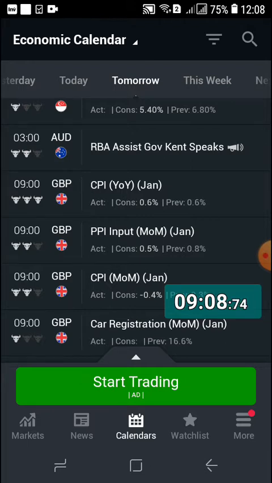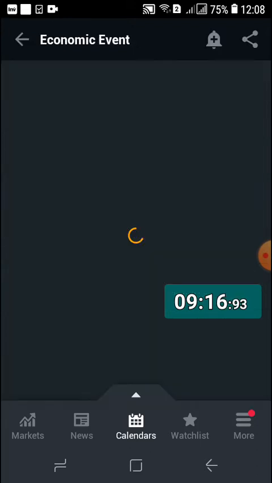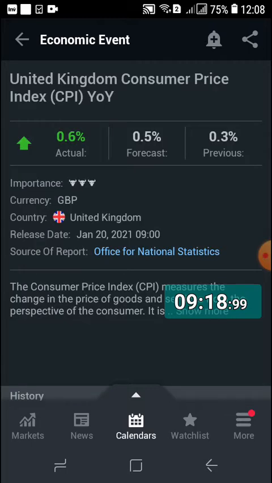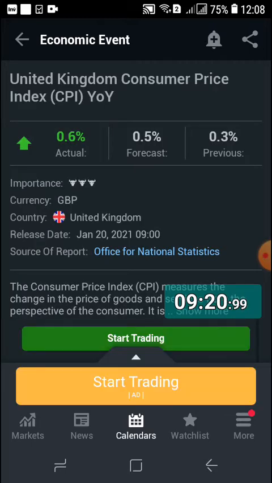We also have a CPI event tomorrow at 9 o'clock for GBP. I'm going to be trading the CPI event tomorrow. When the previous is below the actual price, the market is going to rise. So tomorrow I'm going to buy GBP.